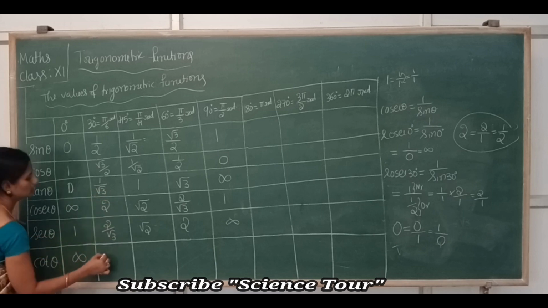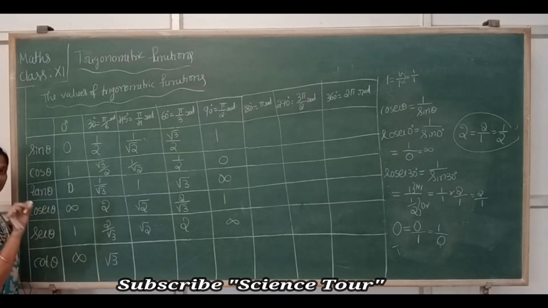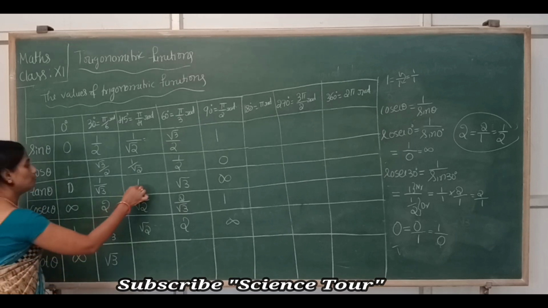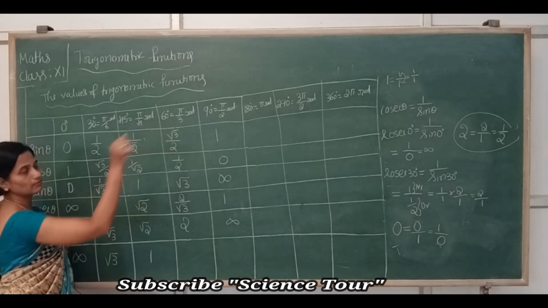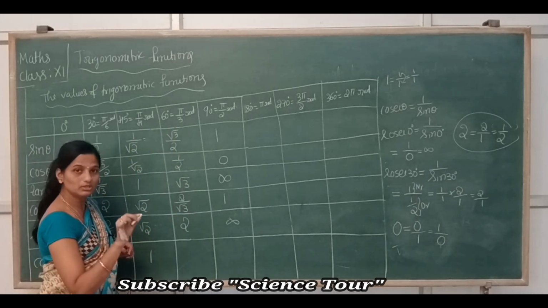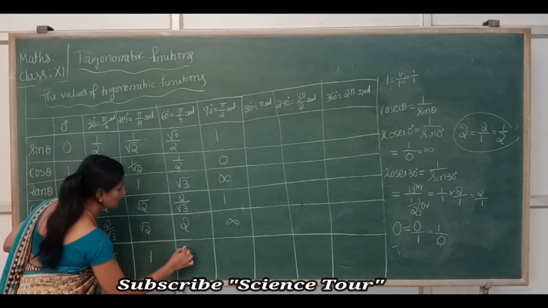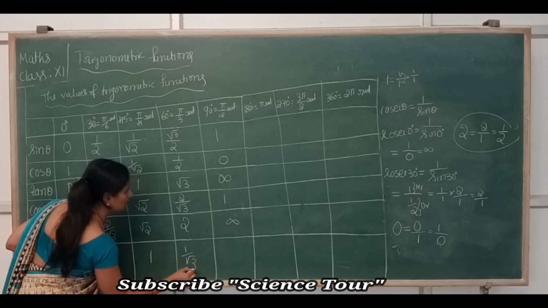Reciprocal of 1 by root 3 is root 3 divided by 1. Root 3 divided by 1 is equal to root 3. Reciprocal of 1 is 1 itself, as I showed. Reciprocal of root 3: root 3 means root 3 by 1, so its reciprocal means 1 by root 3.